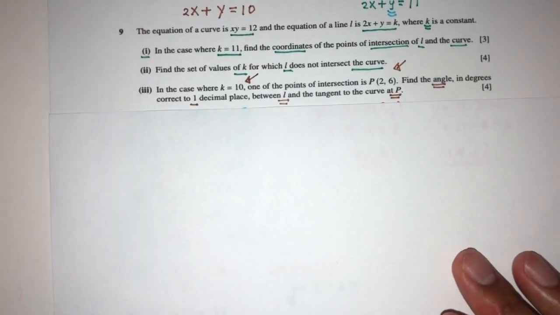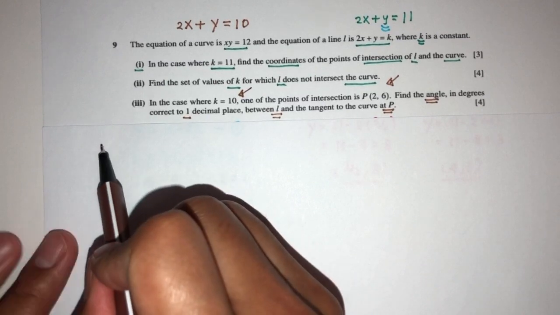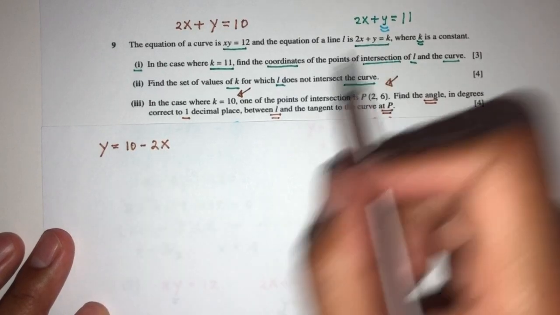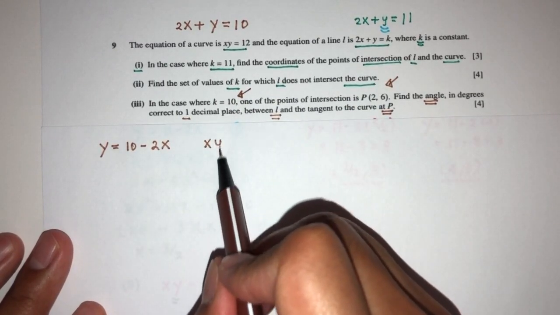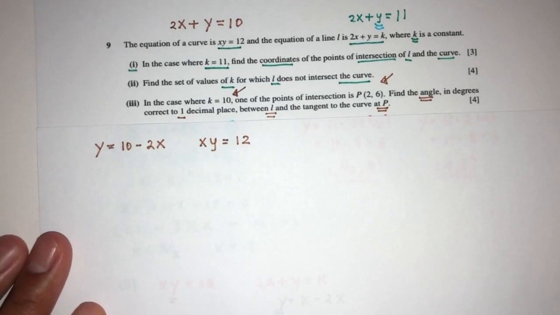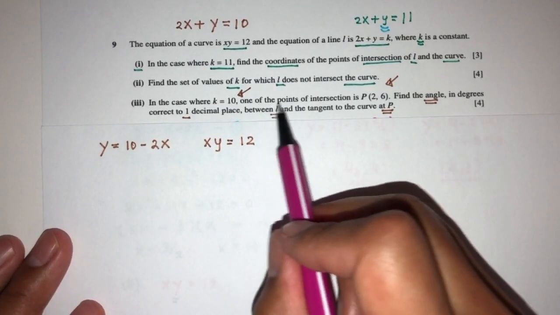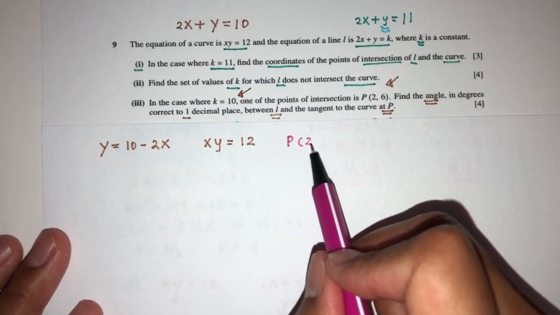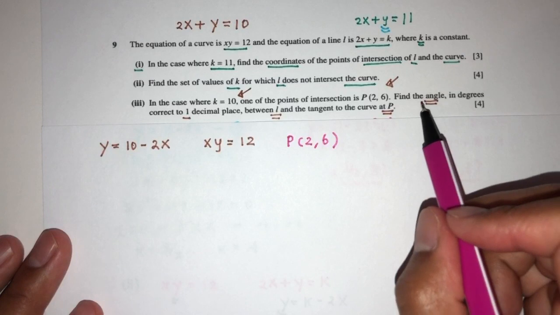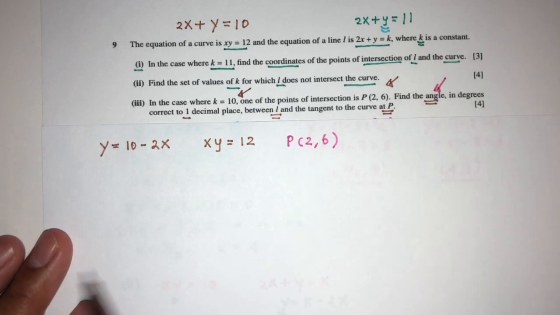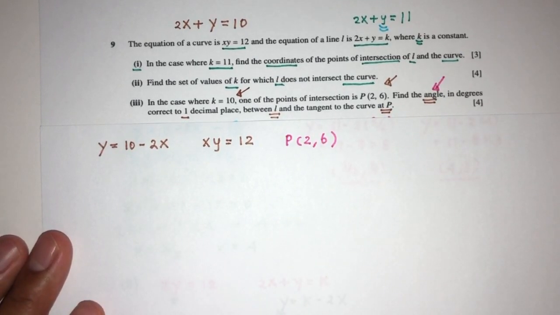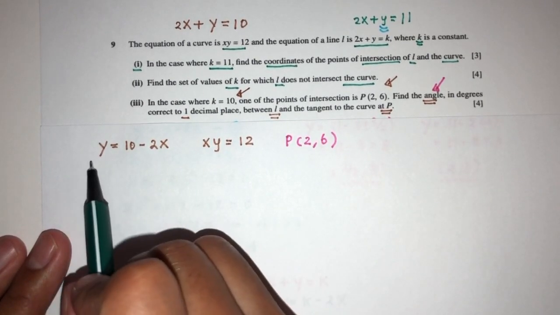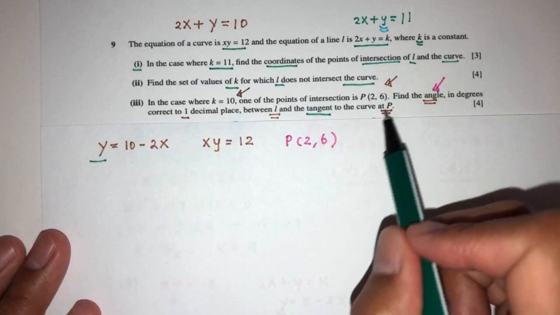So right now we have the equations: y equal to 10 minus 2x, which is the line, and the curve xy is equal to 12. Now we are given that one of the points of intersection is P, so this is the point of intersection of the curve and the line. That will be 2, 6. Great. Now we have to find the angle. That's the answer that we need to find, in degrees correct to 1 decimal place, between the line L and the tangent to the curve at P.